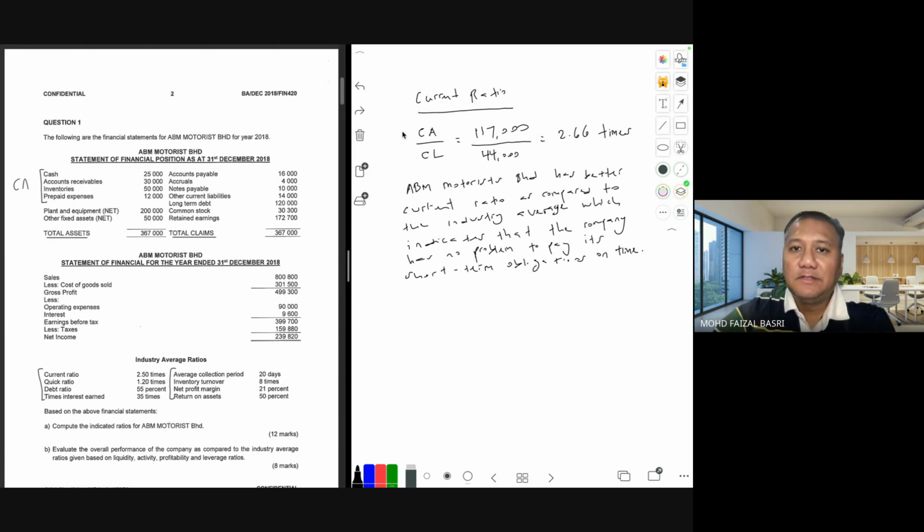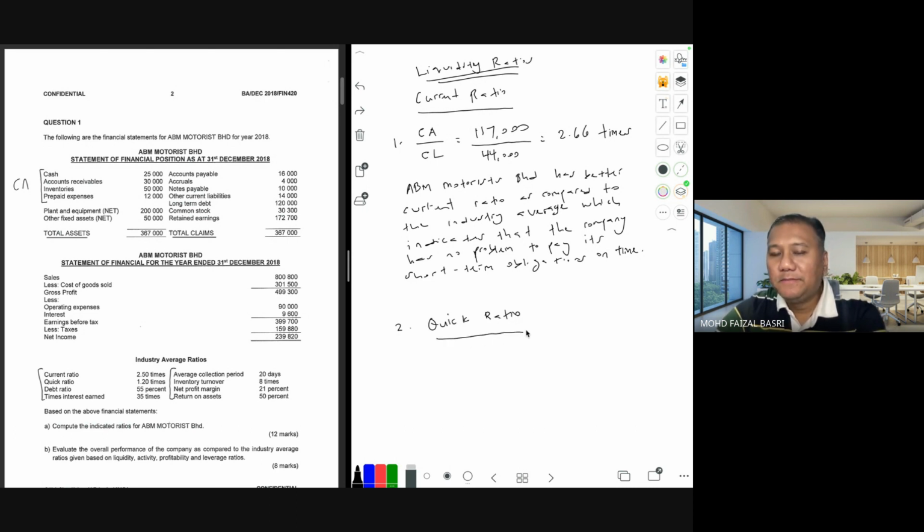Okay, so this is the first ratio under liquidity. So this is liquidity punya kategori ratios. So kategori dia liquidity ratio. So yang pertama adalah current. So the second one is called quick ratio. QUICK, quick ratio. So this is the second one.